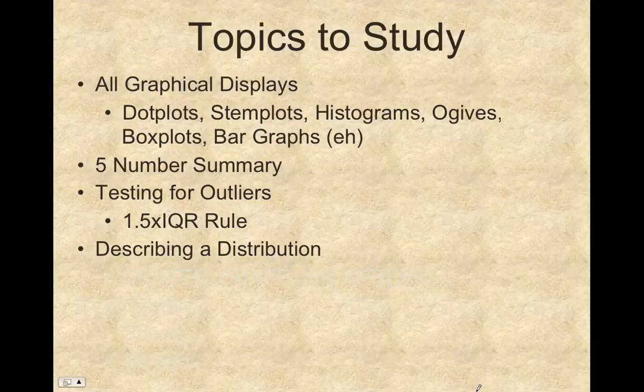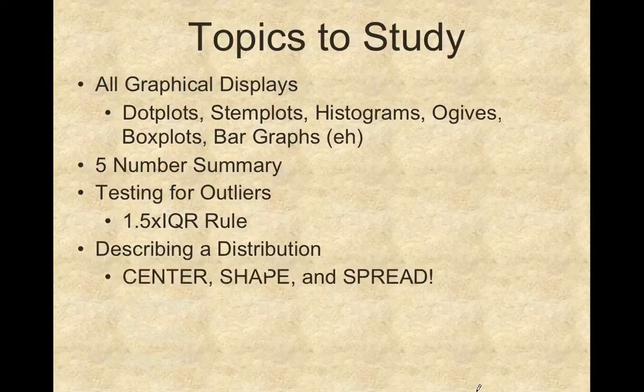I would say this is the biggest skill. So you need to be able to give center, shape, and spread, even if I don't use those words. If I say describe or summarize this distribution, you need to be able to understand that that's center, shape, and spread, and you need to know how to give each of those in context.